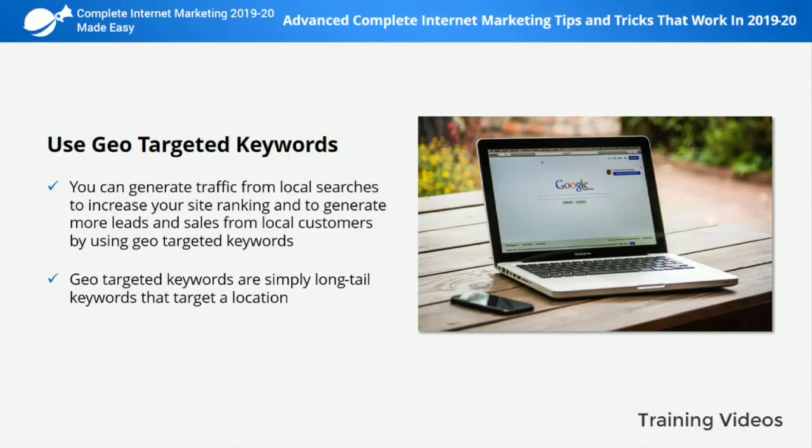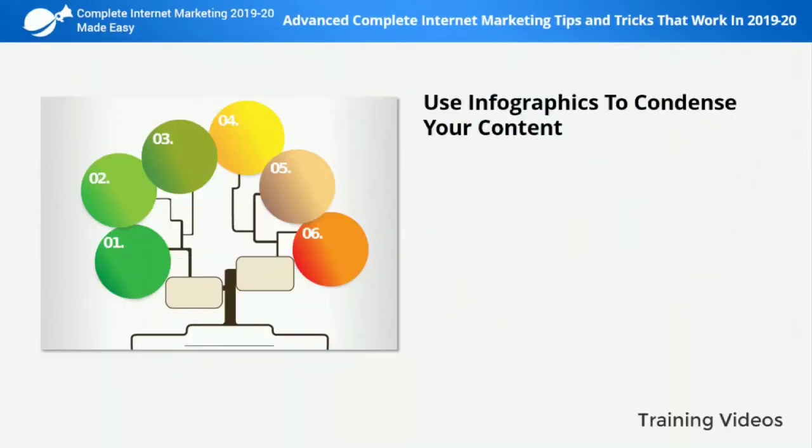For example, if you manufacture and sell water filters in the Americas, but your focus is on English-speaking countries, then your main geo-targeted keyword should be water filters made in USA and water filters in Canada, as those are the search terms that potential customers will use when looking for information about the product on Google. Use infographics to condense your content.